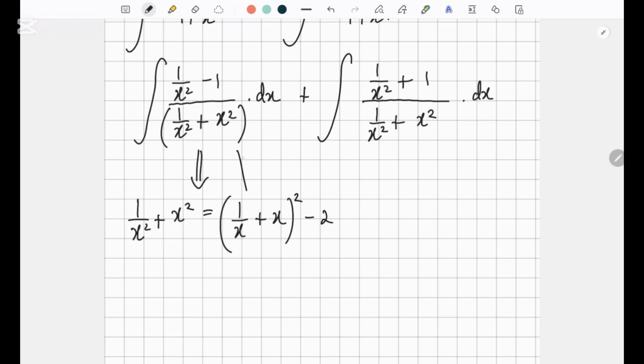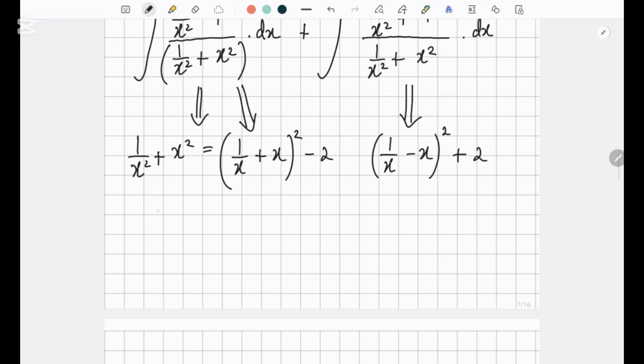So I'm going to use this as the denominator for this fraction, and I'm going to use a different completing square format for this denominator. So I'm going to write (1 over x minus x) squared. Let's see what we get when we expand that. So we get 1 over x squared minus 2 plus x squared, right? So how do you make it equal to the denominator we have? You just add 2, right? Yeah, that's all.